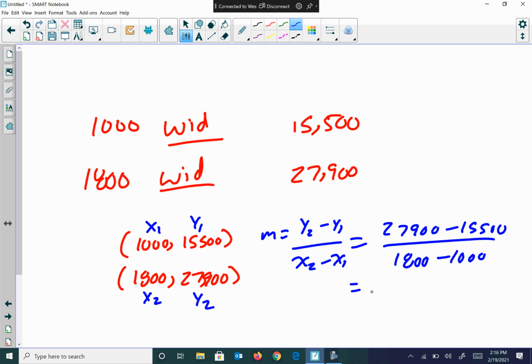So I'll bust out a calculator just because I can. Clear. 27,900 minus 15,500. That gives me 24,400 on top, divided by 800 because 1,800 minus 1,000. So I'm going to divide that by 800. And this comes out to 15.5. So that's now my slope.